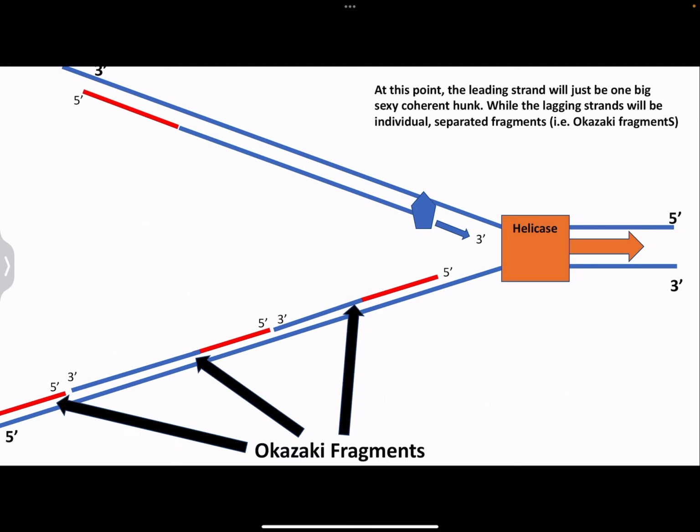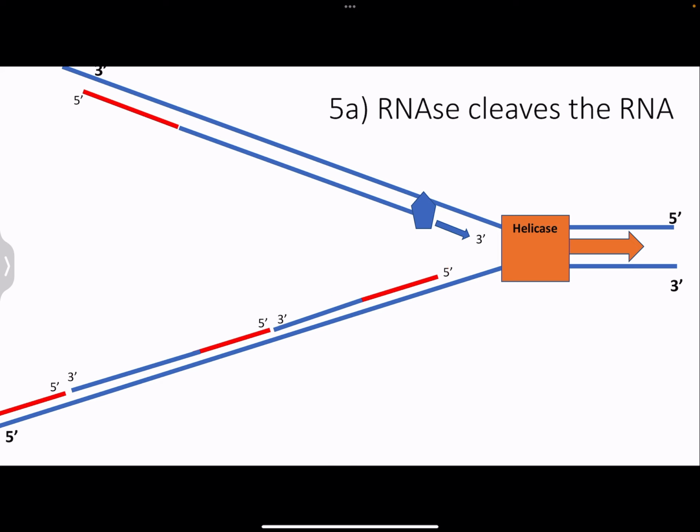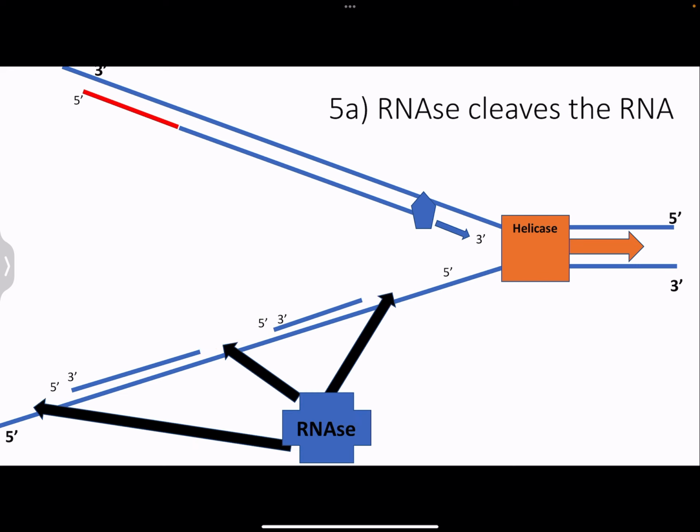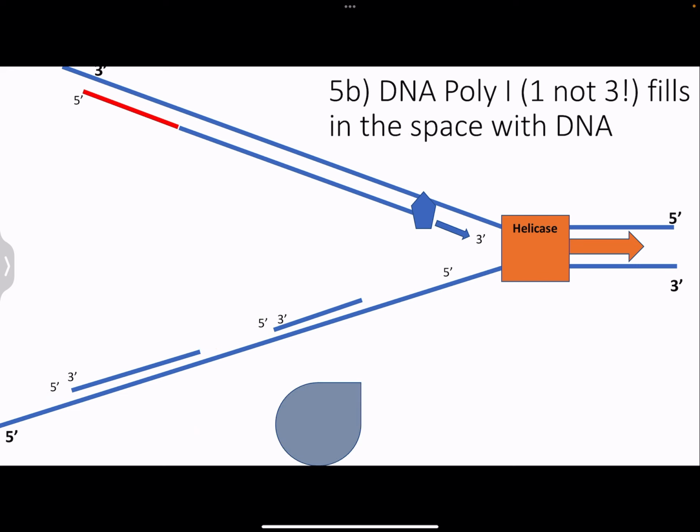Okay, so here we have Okazaki fragments. We had an RNA primer. So the DNA polymerase, which made this right here, has to stop when it gets to the primer. So this is a little chunk, and this is a little chunk, and those are our Okazaki fragments. Now RNase can cleave the RNA, kaboom, get out of there. And now DNA polymerase 1. It's important: DNA polymerase 1 is replacing the RNA primers.